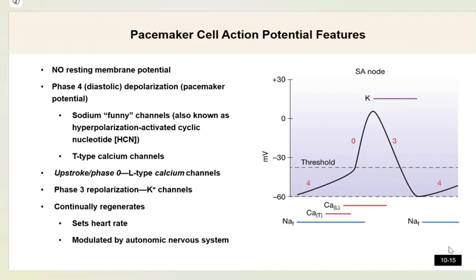Our intrinsic SA node firing rate is typically 100 beats per minute under conditions of no autonomic input to the heart. The SA node cells are innervated by both sympathetic and parasympathetic branches of our autonomic nervous system. So both can work within the SA nodal cells, ultimately increasing or decreasing heart rate.